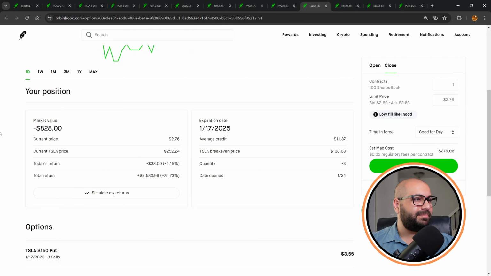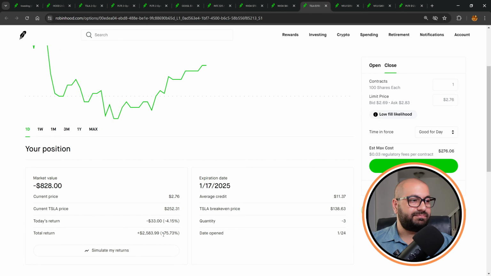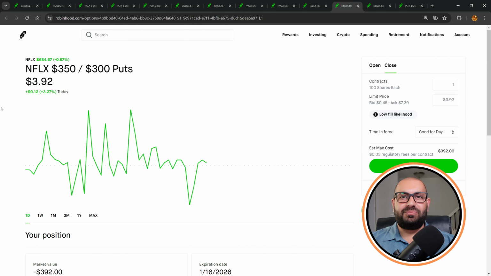Absolutely amazing. It's a big profit. You can see the unrealized return is plus 75% or $2,583. Okay, I guess I have more put credit spreads than I realized. I mean, it is one of my absolute favorites along with the poor man's covered call option strategy.